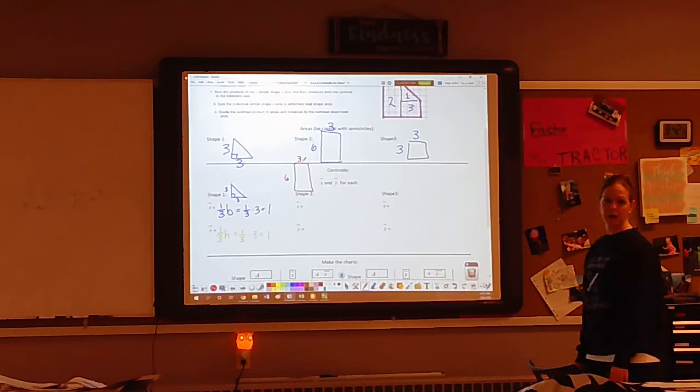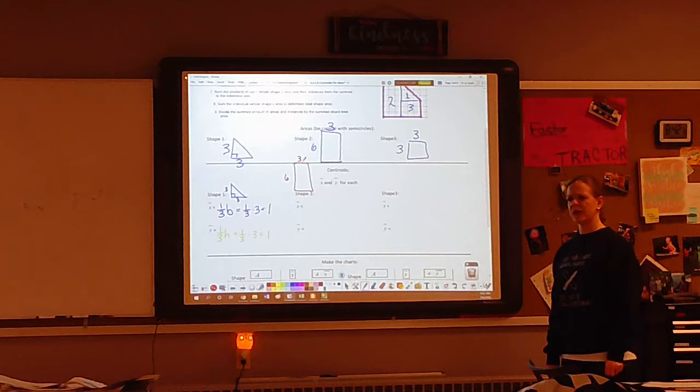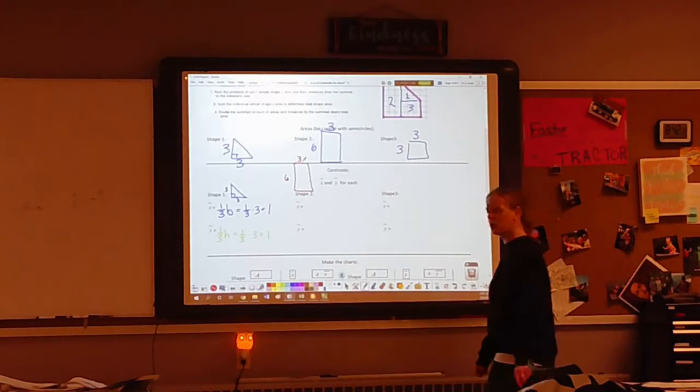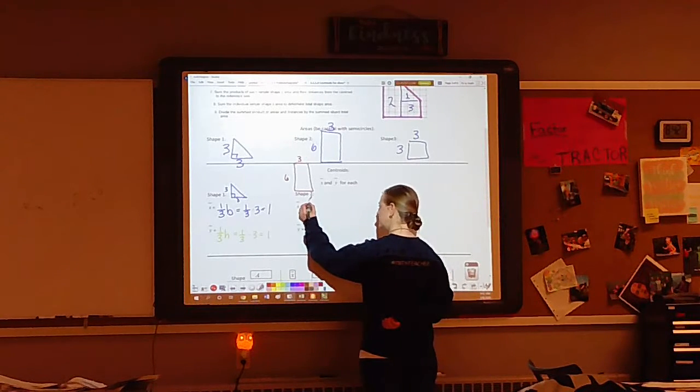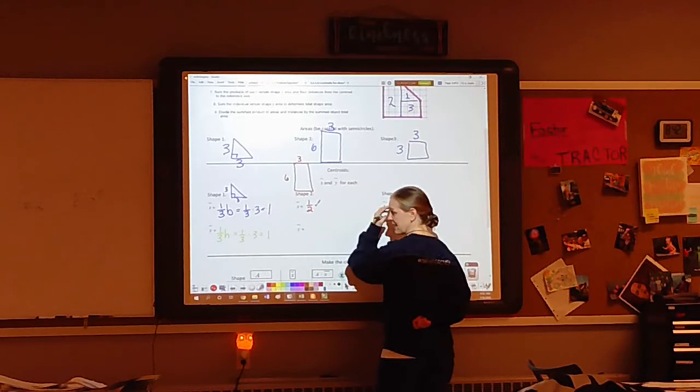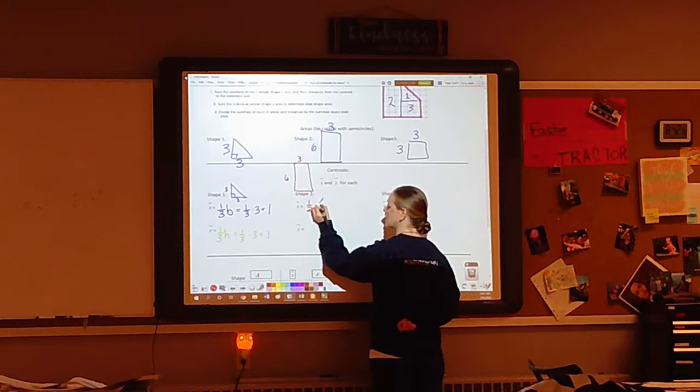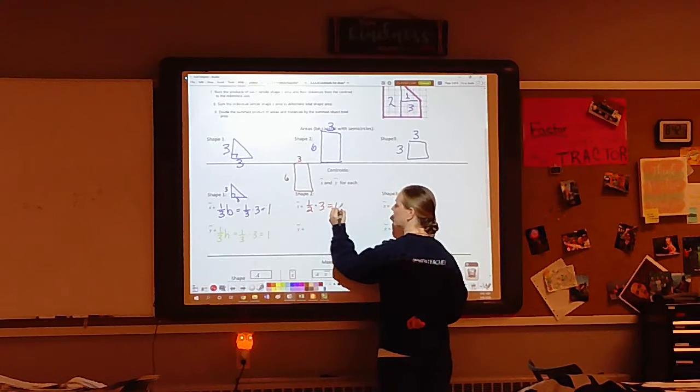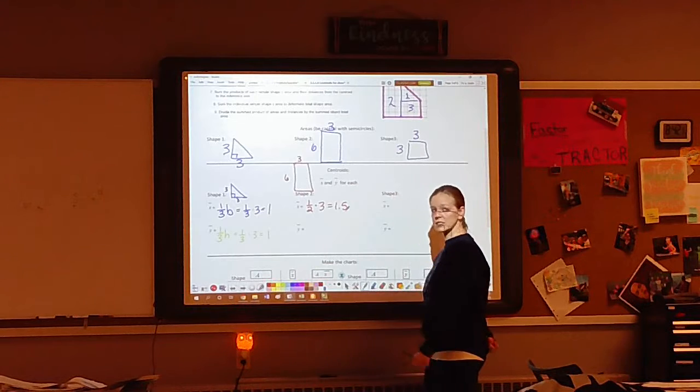Shape 2, X bar. How do we do this? Is this 1/2 or 1/3? 1/2? Nice. 1/2 of what's the X value? How wide is it? Good. So that's 1.5. Don't do anything with that. We might do more in a second.